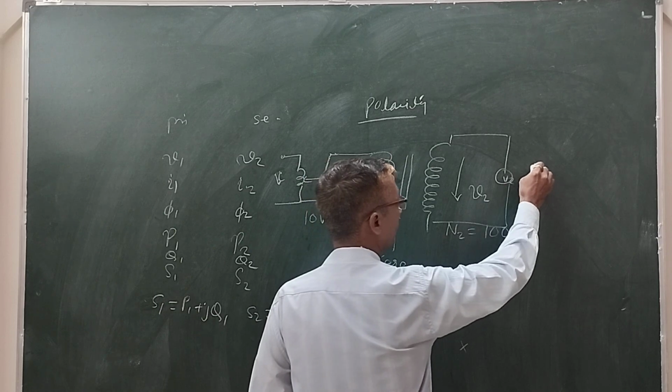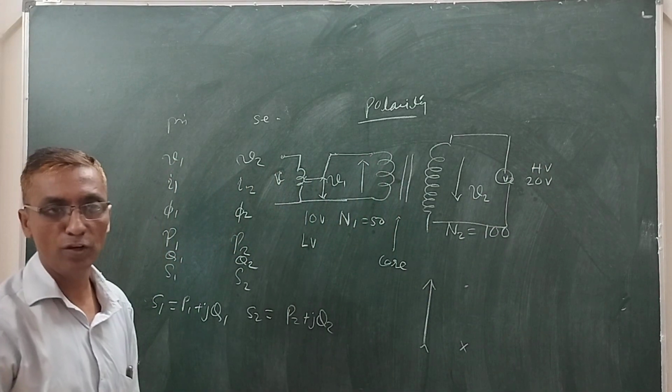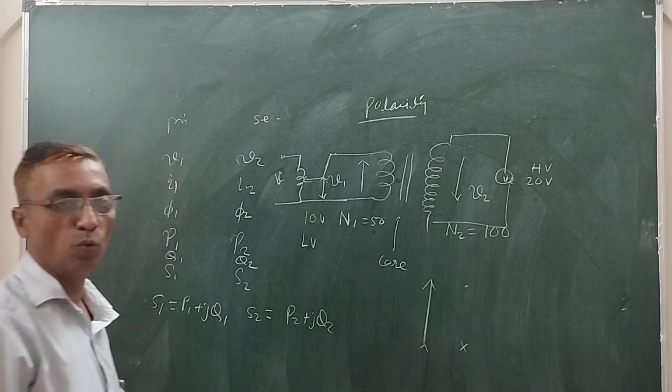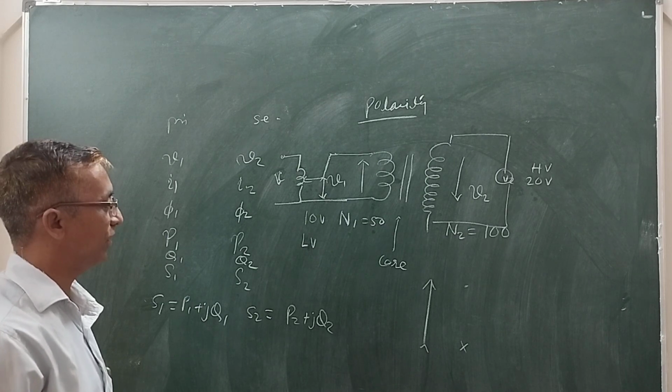Okay, it is the high voltage winding. And this is the low voltage winding. It means first of all I need to find out which winding is of how much voltage, whether it is the high voltage winding or the low voltage winding.